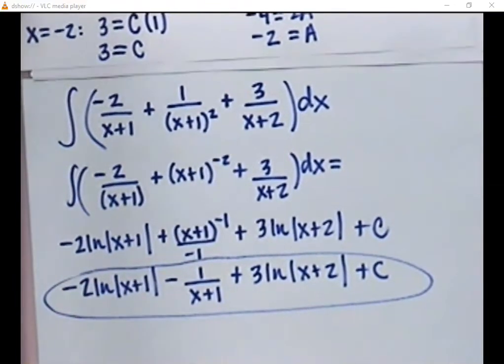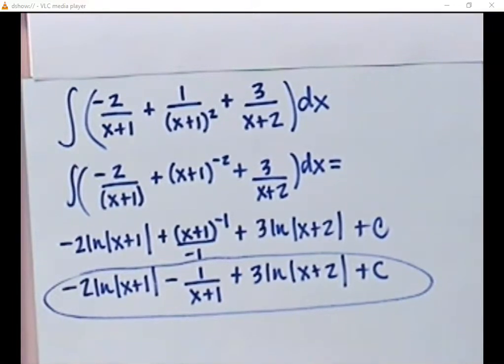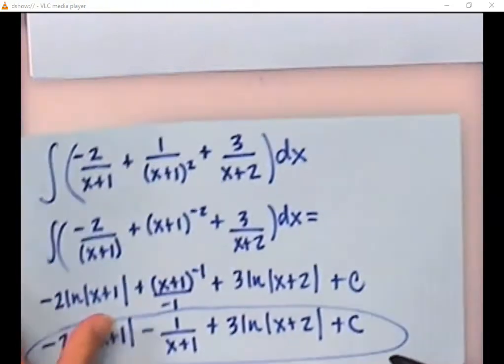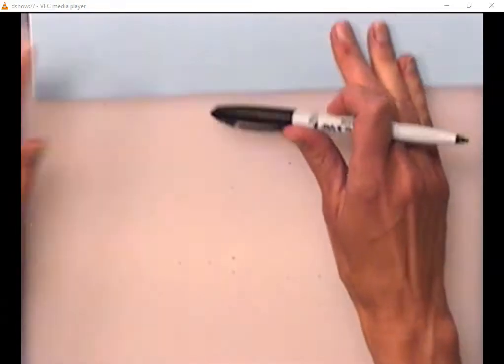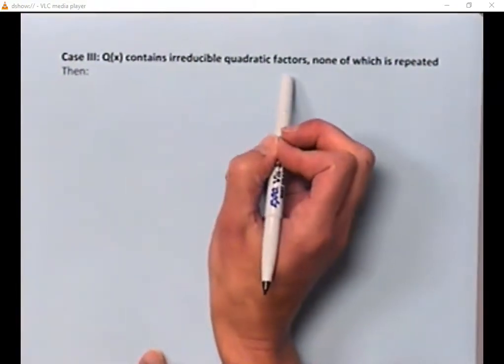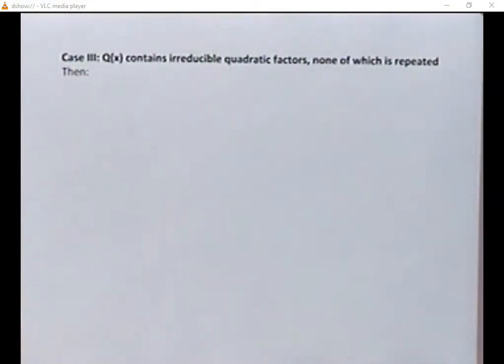Okay, so let's go to case 3. So remember, case 1 was just all different linear factors. They each need their own fraction. Case 2 is some of the linear factors were repeated. Now case 3 is where we're not just going to have linear factors, but we're going to have an irreducible quadratic factor. So remember, what power does a quadratic factor have? 2, right? So this is going to have a factor in the denominator that has this x squared in it, and we can't break it down anymore. That's what irreducible means. It can't be broken down into smaller factors.